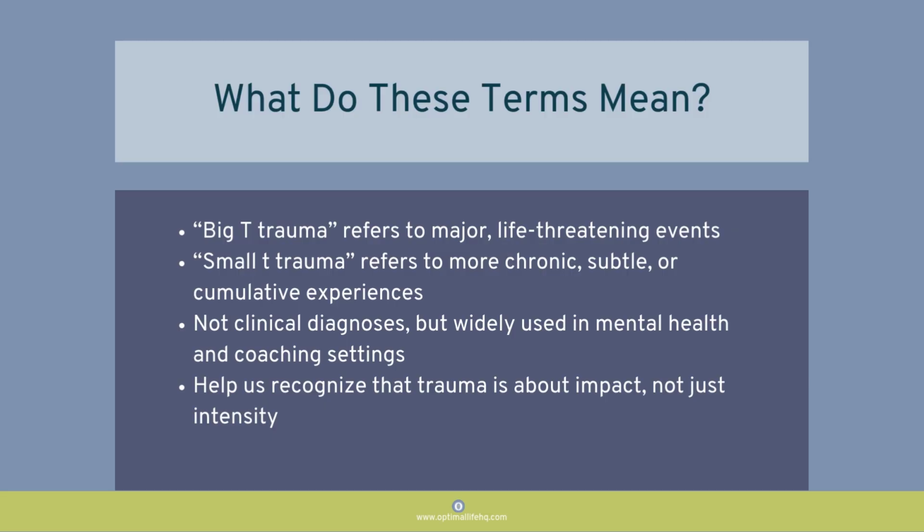So, what exactly do we mean by big T and small t trauma? These aren't clinical diagnoses. They're informal terms developed within psychology and coaching to help us talk about the range of experiences that can be traumatic. Big T trauma generally refers to experiences that are life-threatening or profoundly disturbing. Small t trauma involves events that are not life-threatening but still deeply impact someone's emotional well-being. This distinction allows us to hold a wider, more inclusive lens. Trauma isn't just about catastrophic events. It can also be about the ongoing, smaller experiences that chip away at our sense of safety, identity, and connection.